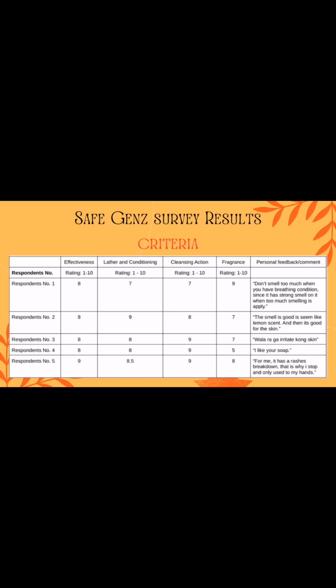Then we give them the survey paper or the criteria and we let them write what they have observed and what are their response or comments or feedback about our soap. Here we have the effectiveness, lather and conditioning, cleansing action, and fragrance of our soap, and their personal feedback and comment. So they will give our soap a rating of 1 to 10.